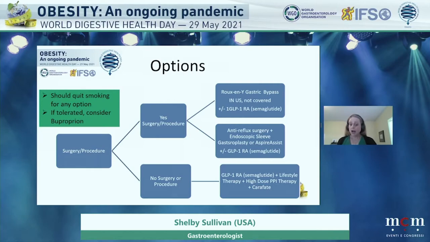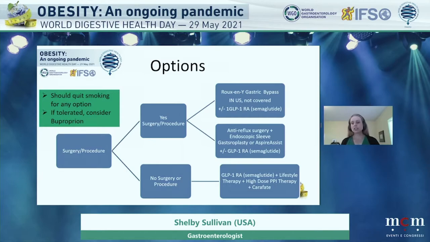The other option is that the patient could undergo an anti-reflux surgery that would help with reflux and to treat her hiatal hernia, and could also undergo an endoscopic bariatric therapy, specifically an endoscopic sleeve gastroplasty or the Aspire Assist system. In this patient, I would not proceed with an intragastric balloon because that could worsen her reflux.